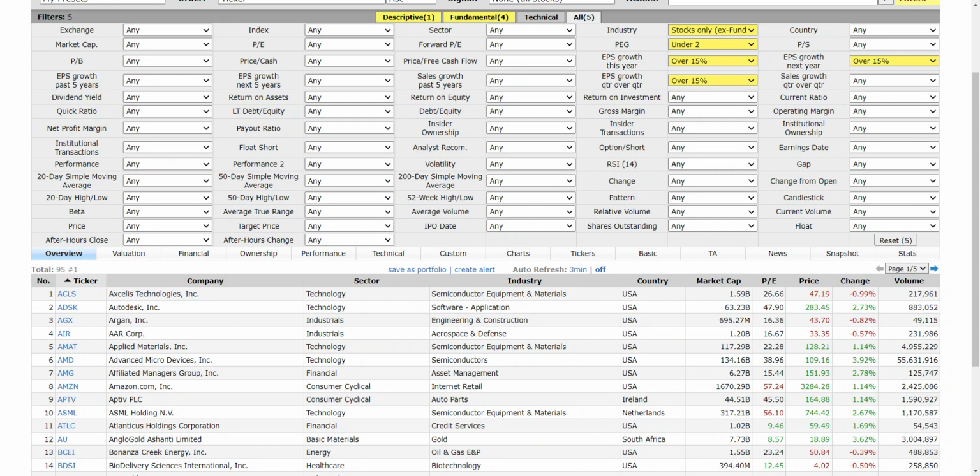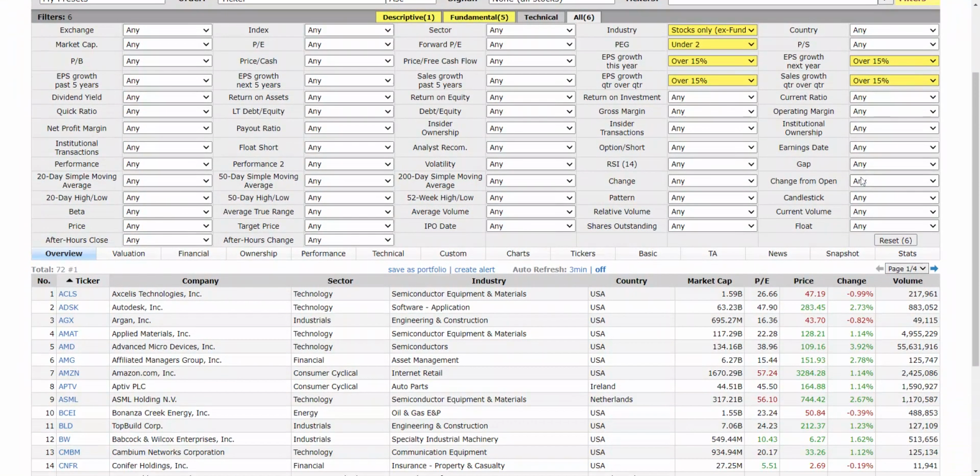After that, I always click on the sales growth quarter over quarter. Again, I want it to be over 15%, which is a pretty big number. I also want earnings per share quarter over quarter, three months over three months, to be over 15%. It's a big number, but as you see, the number is cut down to 72%, and we're close to halfway there.